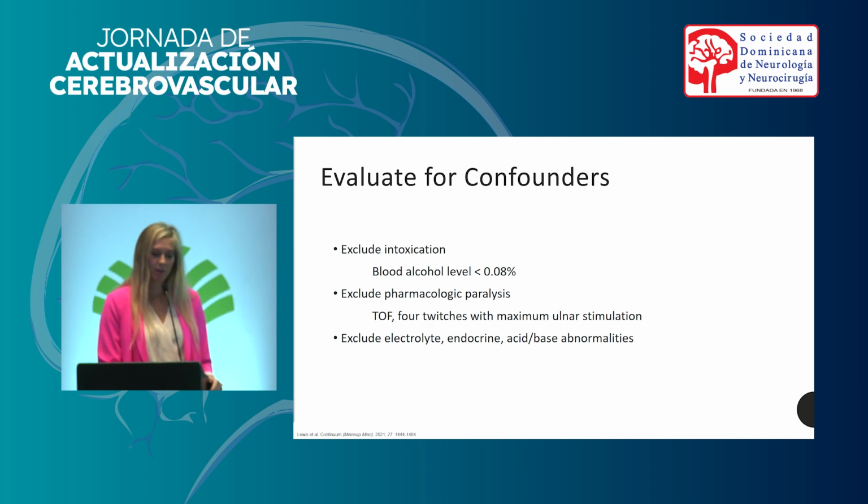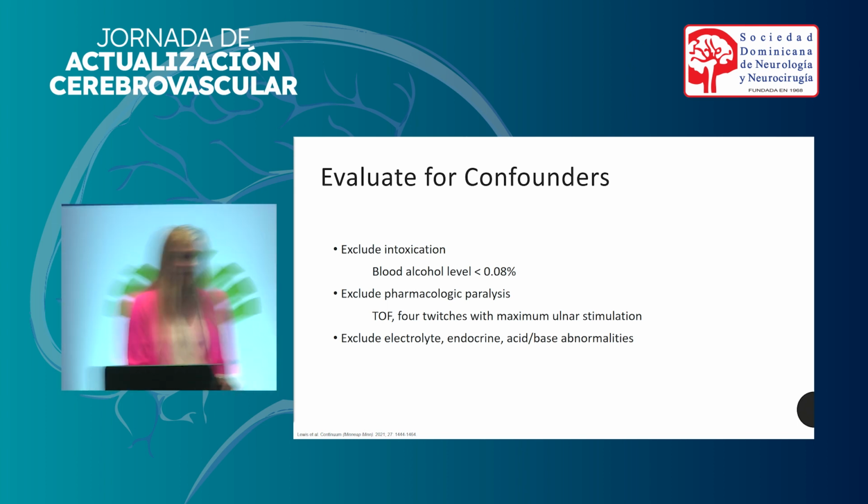If there's any concern about pharmacologic prophylaxis, you want to check a train of 4. So if it was someone that had been paralyzed for severe pulmonary issues like hypoxia, you want to make sure that that has been cleared with a train of 4 testing. And you want to make sure there's no severe electrolyte, acid-base abnormalities.